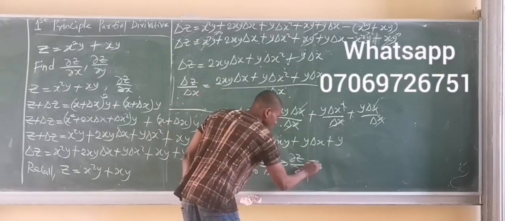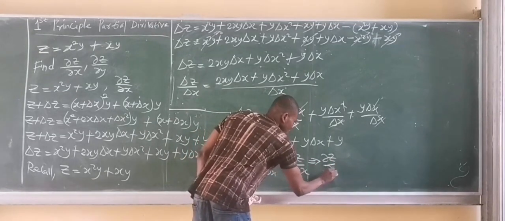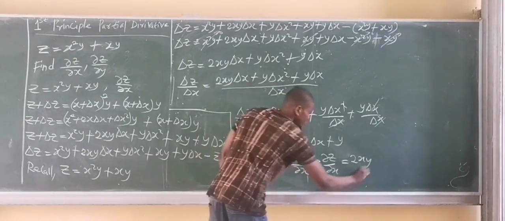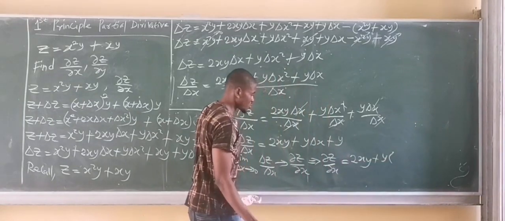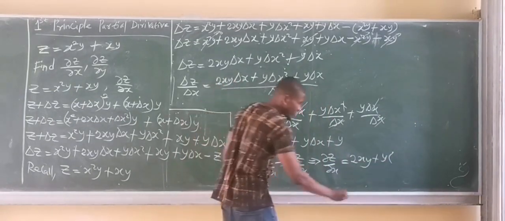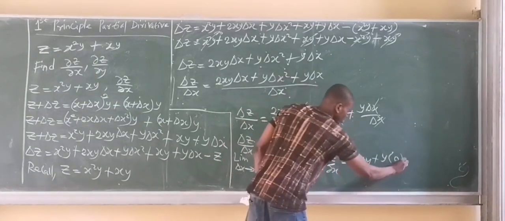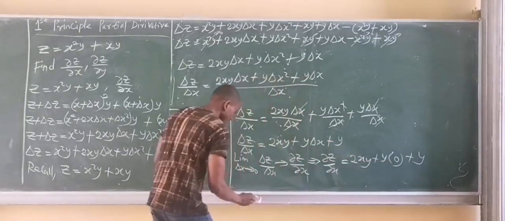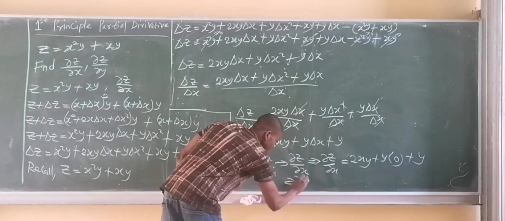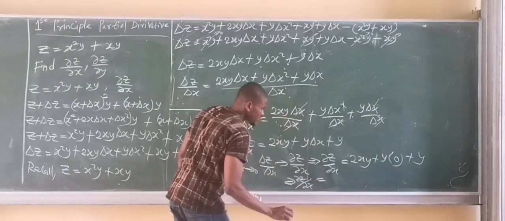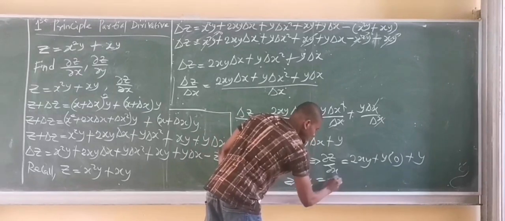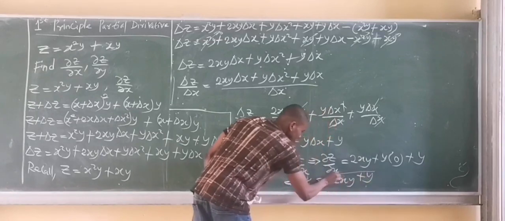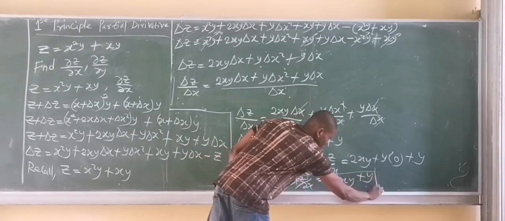So this now implies that partial z, partial x is now equal to 2xy plus y. In place of change in x, we simply substitute the value as 0. So you have y times 0 plus y. At this point, y times 0 is cancelled. So the partial derivative of z with respect to x is simply 2xy plus y. So this happens to be the answer to that partial derivative.